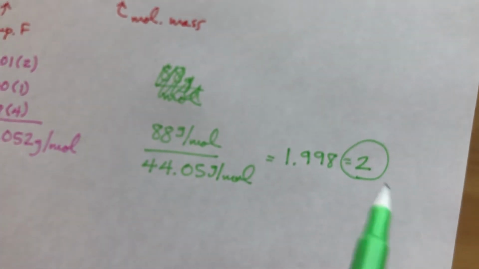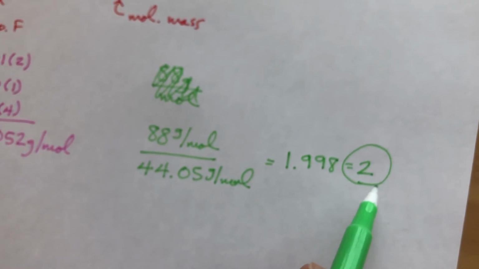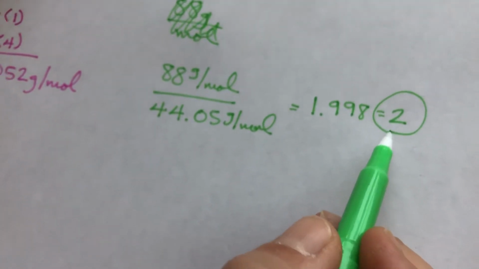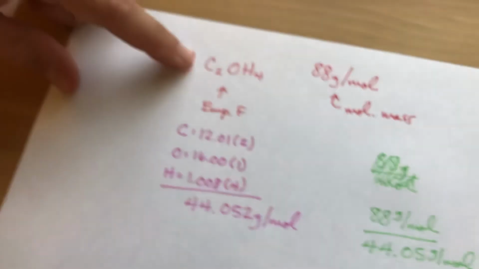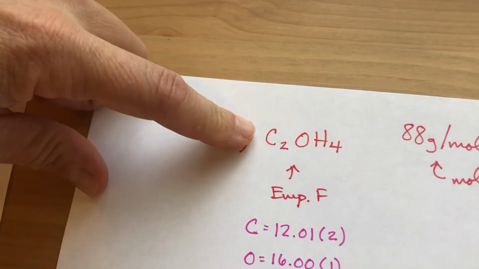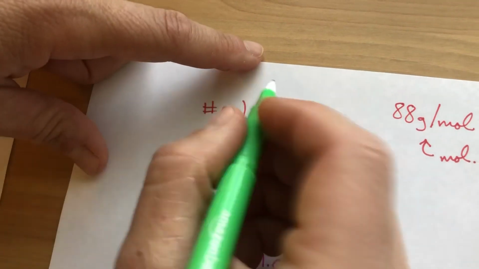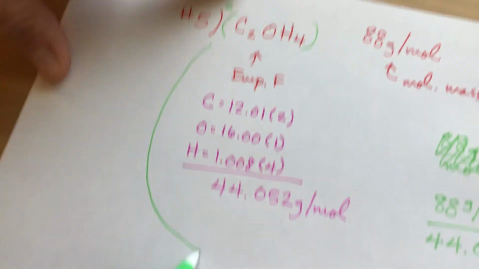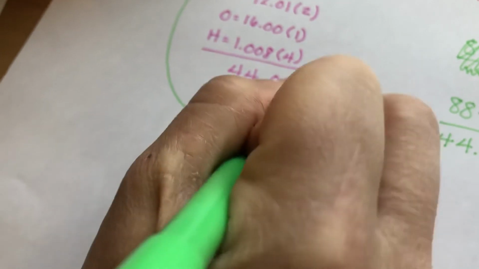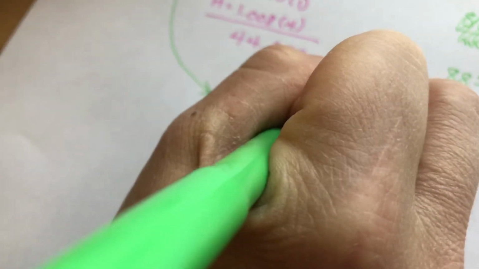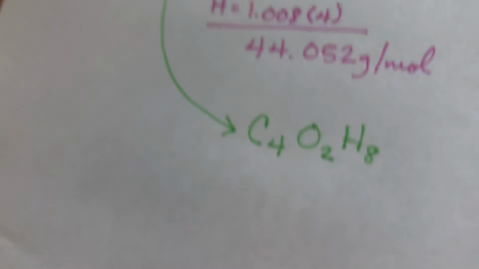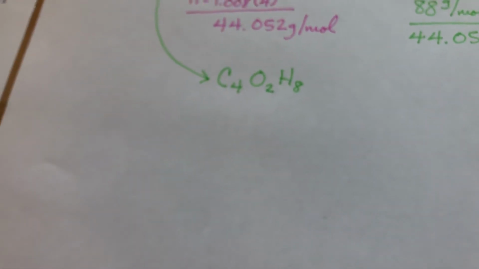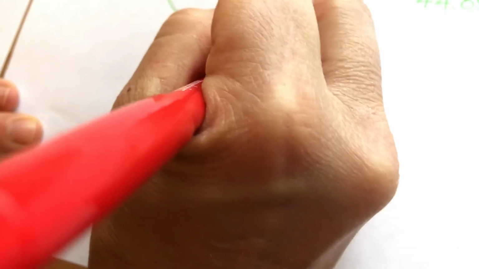Very close to 2. All right, so that means that we need to increase our empirical formula by an order of 2. And since, if you go back up here, Lainey, to this empirical formula, we have C2OH4, we need to increase everything by 2. So basically, we're going to take this whole thing, multiply it by 2. And when we do that, follow me down here, we're going to get C4O2H8. And this, my friends, is my molecular formula.